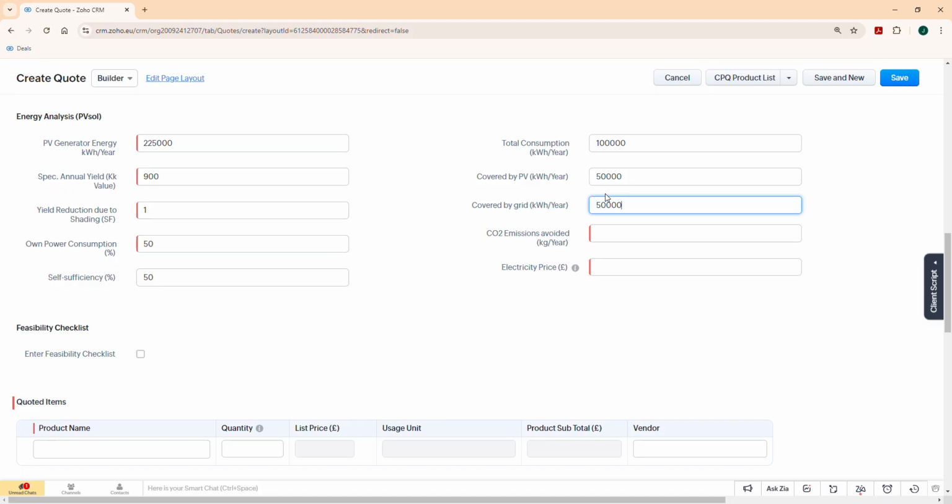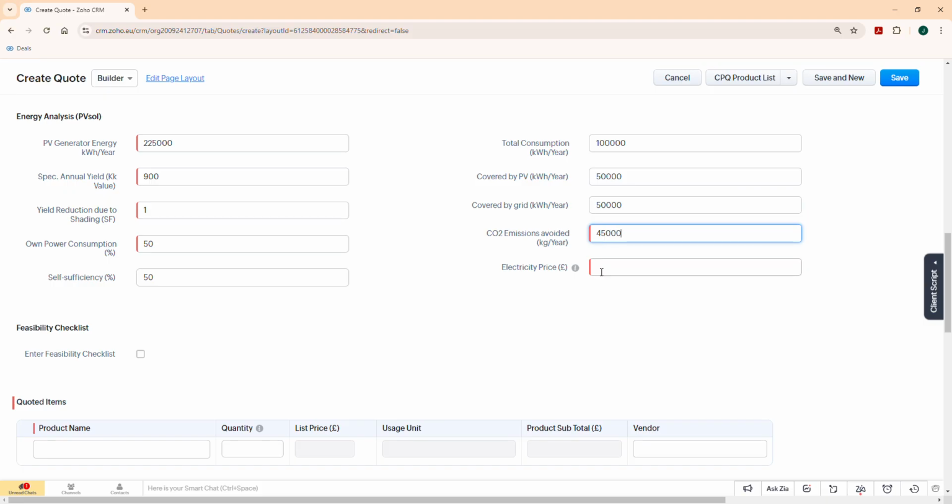CO2 emissions avoided. So again, there are varying different figures on this. The one I think that we're using at the moment is something like 0.19 kilograms per kilowatt hour. So if I was to say that it's using 50,000 of it during the year, we're going to say 50,000, and then we're going to multiply that by 0.9. Okay, so that's 45,000 kilograms. So I tell you what I'm going to put in here. I'm going to put 45,000 kilograms. Again, it's a mandatory field. Something has to go in there.